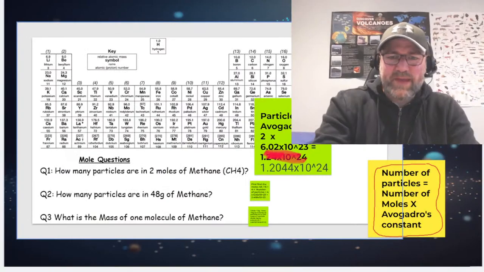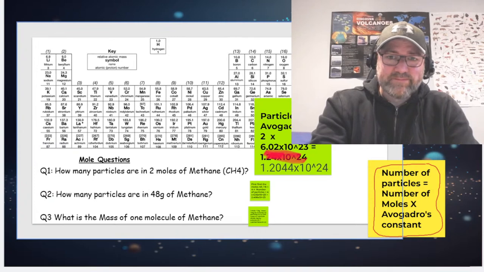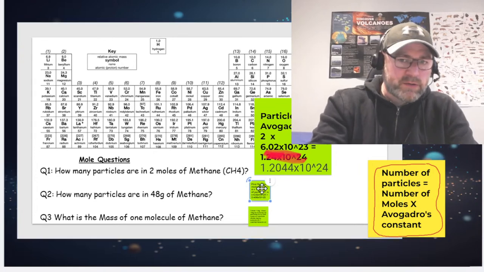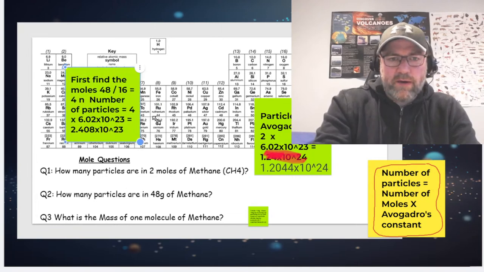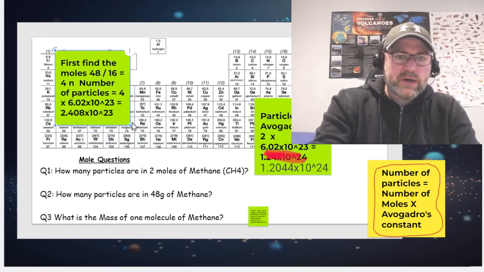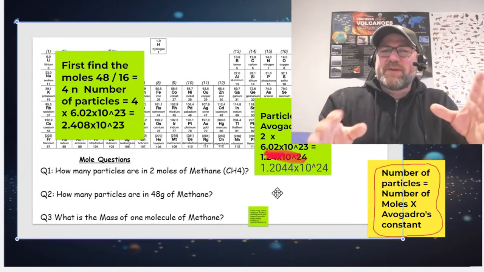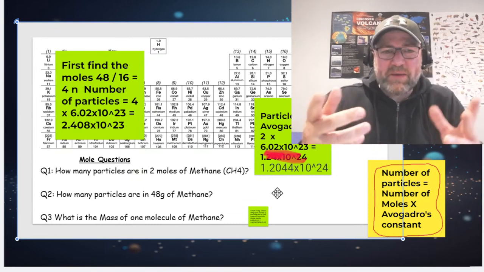Okay, so for the second one, let's have a look. 48 over 16 equals 3 moles. So you have 3 moles. How many particles in 3 moles? Absolutely, you're all over it. So you're going to do, I probably made a mistake here as well. I was rushing these out. When I'm doing these lessons, sometimes I'm rushing out a quick example of a question. But that's why it's great to have people in the chat doing it.